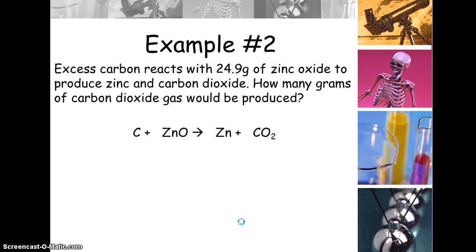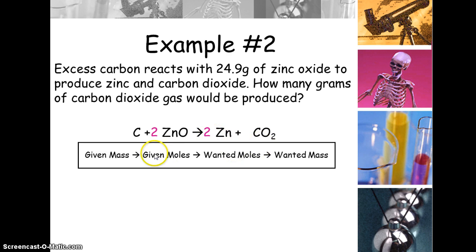Now let's look at another example. Here we have 24.9 grams of zinc oxide, and we want to know how many grams of carbon dioxide gas are going to be produced. The first step is to balance this equation. So we've got 1 mole of carbon, 2 moles of zinc oxide, 2 moles of zinc, and 1 mole of carbon dioxide. Again, we want to find the given mass. Our given mass is 24.9 grams of zinc oxide. We want to find the wanted mass, which is grams of carbon dioxide gas.